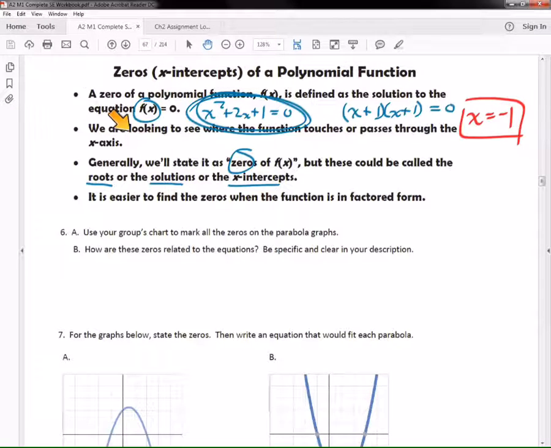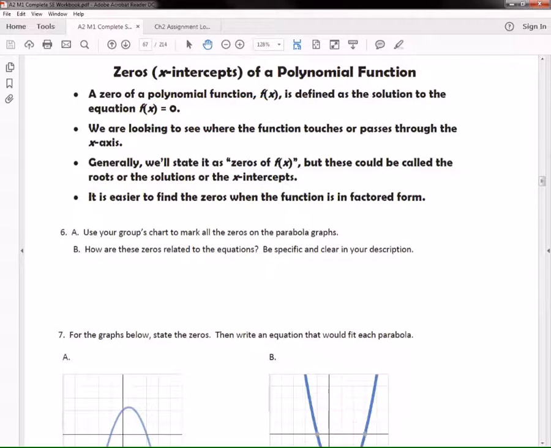Let's read the rest. We are looking to see where the function touches or passes through the x-axis. See down here? We're going to go to this guy in a second. Right there, you find a 0. And right there, you find a 0. Here, let me highlight those for you guys so you see what's going on. This is a 0. This is a 0. You just have to know what those x values are, and those are your zeros. And look, I already said this. It is easier to find the zeros when it's in factored form.